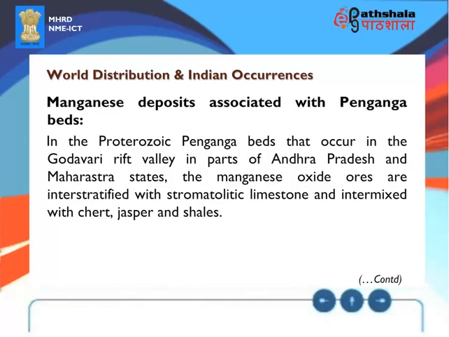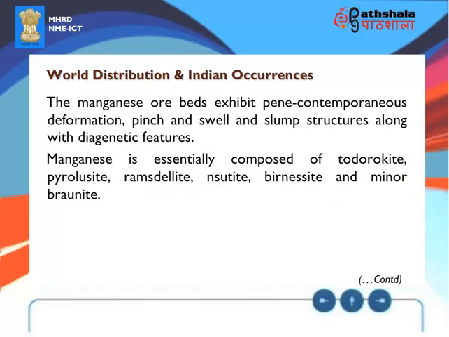Manganese deposits associated with the Penganga beds. In the Proterozoic Penganga beds that occur in the Godavari Rift Valley in parts of Andhra Pradesh and Maharashtra, the manganese oxide ores are interstratified with stromatolitic limestone and intermixed with chert, jasper, and shales. The manganese ore beds exhibit penecontemporaneous deformation, pinch and swell, and slump structures along with diagenetic features.